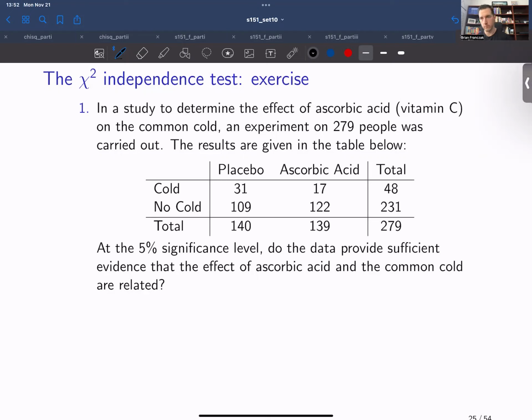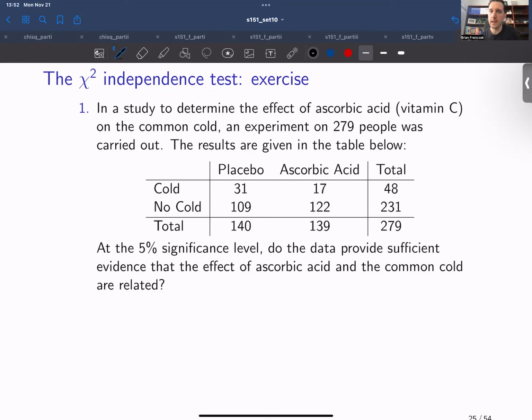In this video, we are going to work through the exercise on slide 25 of lecture set number 10. This exercise is going to demonstrate a chi-square independence test. Chi-square independence tests are used when you have two qualitative variables, and each qualitative variable has two or more outcomes associated with them. We are interested in determining if those qualitative variables are associated with each other or not independent of one another.